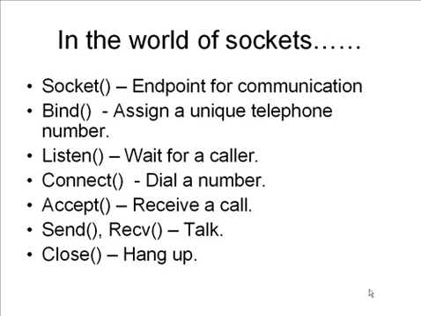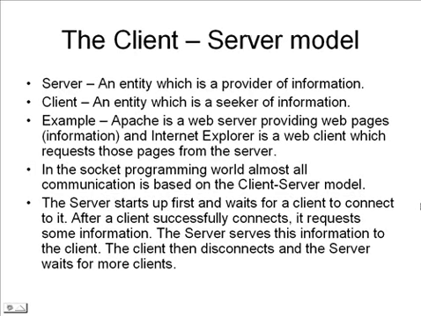Armed with this knowledge, let's now move on to the client server model. Almost all communication in network programming can be fit into the client server model. So actually what is this? A server can be described as any entity which is a provider of information and a client as a seeker of information. An ideal example would be your Apache or IIS server, which is providing web pages. Now this contains a lot of data, and a client like Internet Explorer or Firefox goes and fetches these web pages from the Apache or IIS web server.